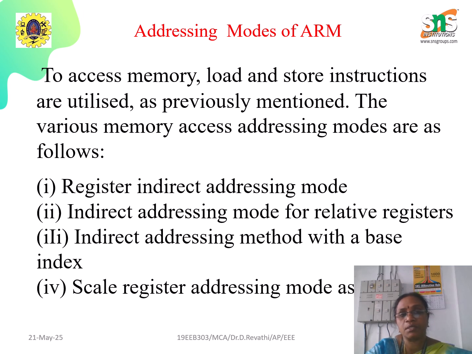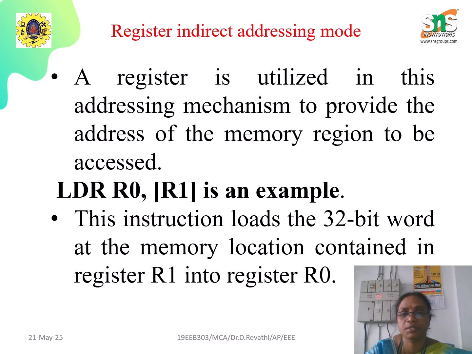Here we are going to see four types of addressing modes listed in the ARM processor. One is the register indirect addressing mode, then the indirect addressing mode with relative registers, the indirect addressing mode with base index, and the fourth one is the scaled register addressing mode. We will see them one by one with examples.